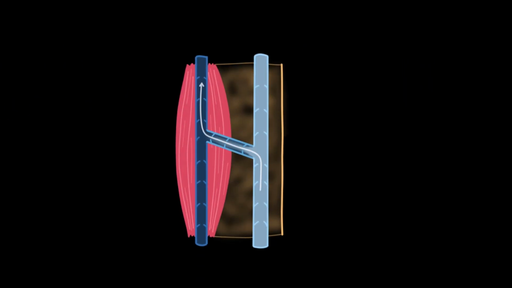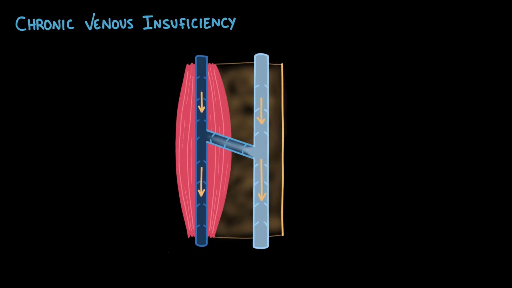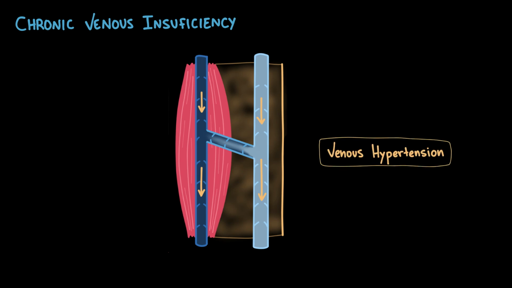So far, we've seen how beautifully the venous system works when everything is functioning properly. But what happens in chronic venous insufficiency? Well, the system starts to fail. Instead of blood flowing upward toward the heart, it begins to pool in the legs, causing an increase in venous pressure, what we call venous hypertension.